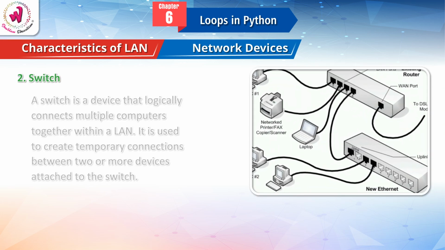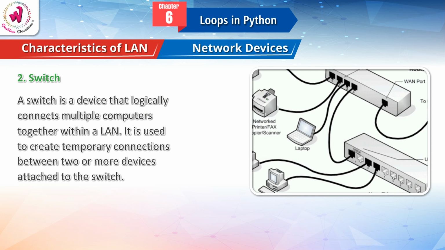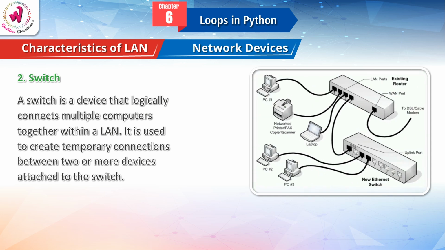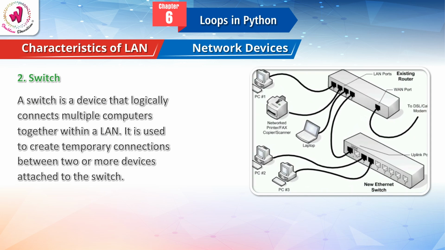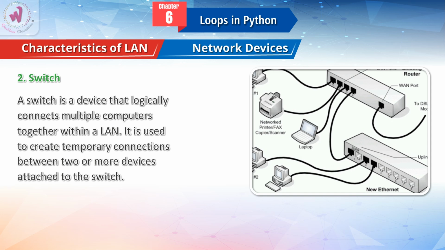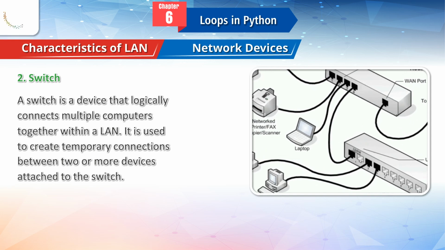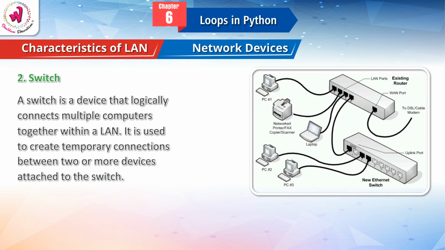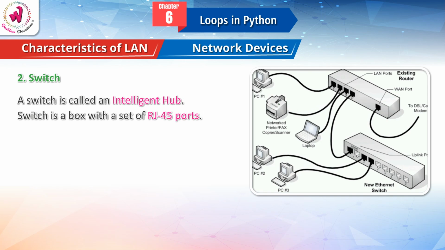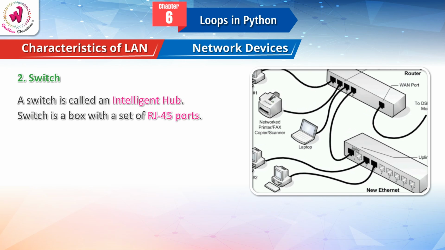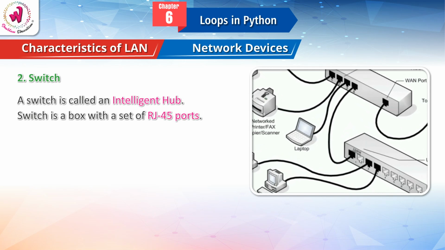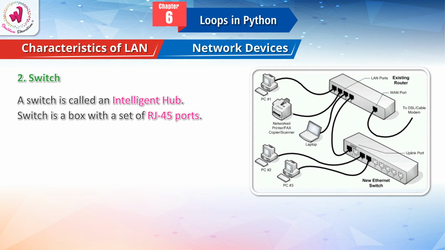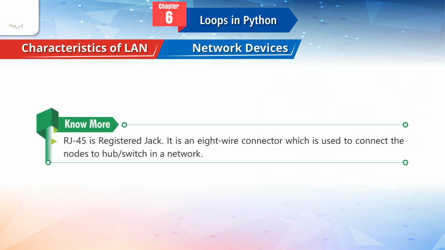2. Switch. A switch is a device that logically connects multiple computers together within a LAN. It is used to create temporary connections between two or more devices attached to the switch. A switch is called an intelligent hub. Switch is a box with a set of RJ45 ports.